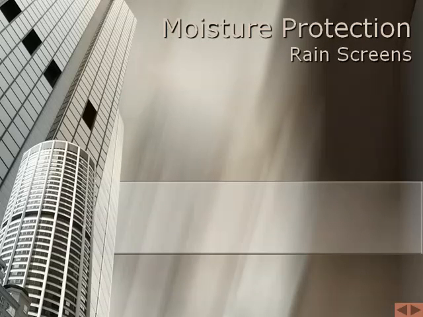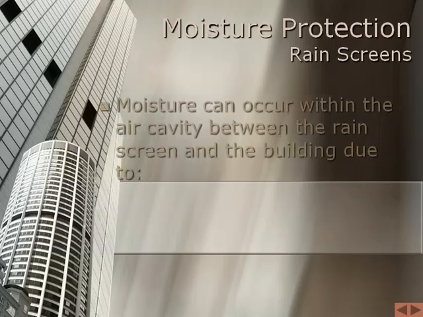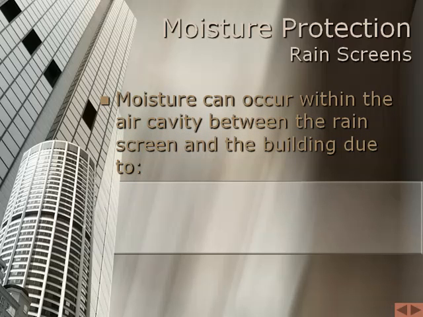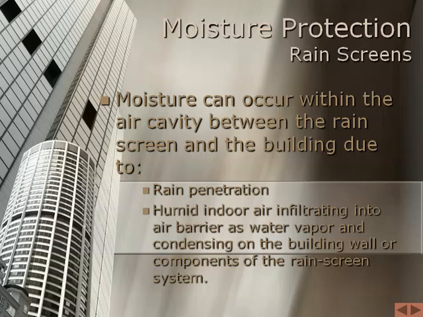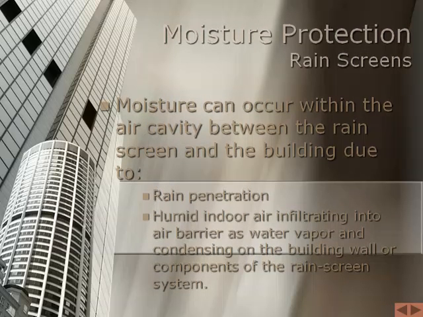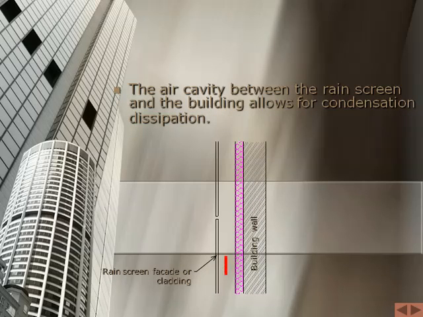Moisture protection for rain screens. Moisture can occur within the air cavity between the rain screen and the building due to rain penetration, or humid indoor air infiltrating into the air cavity as water vapor and condensing on the building wall or components of the rain screen system. The air cavity between the rain screen and the building allows for condensation dissipation.